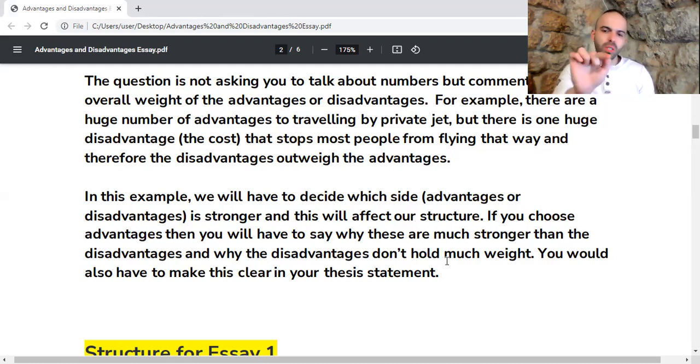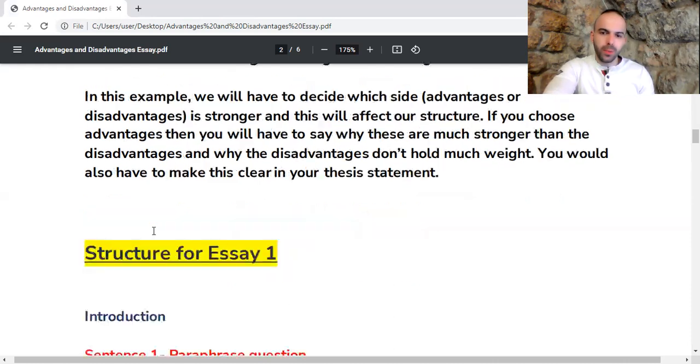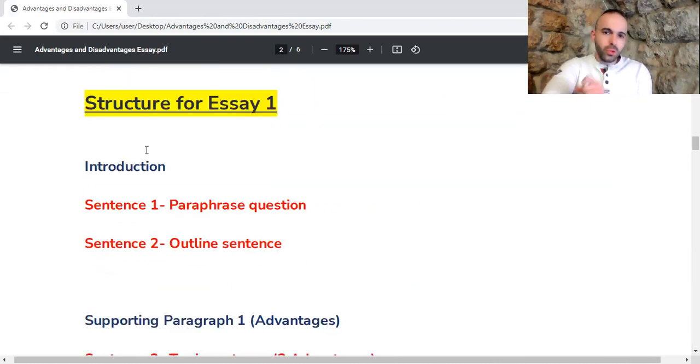Let's jump to the structure for essay 1. So, for the first type of this specific question, which is when they ask you to discuss both advantages and disadvantages, let's check this structure. In the introduction, you just have to paraphrase the question and then write an outline sentence. What does outline sentence mean?